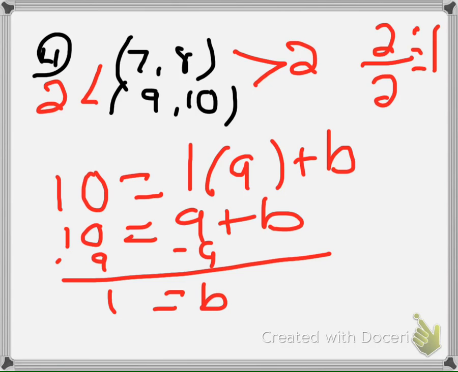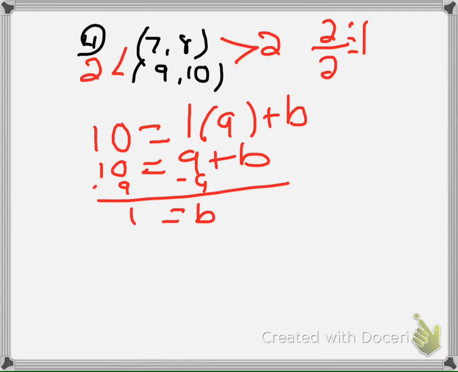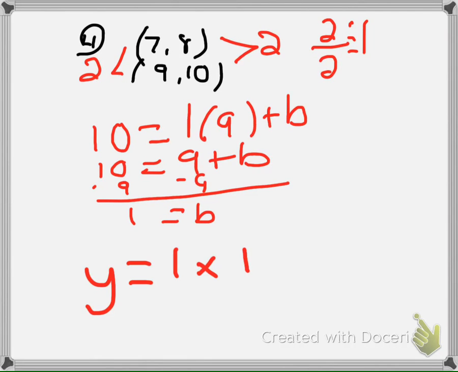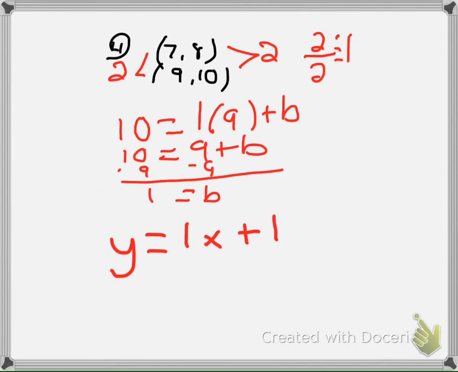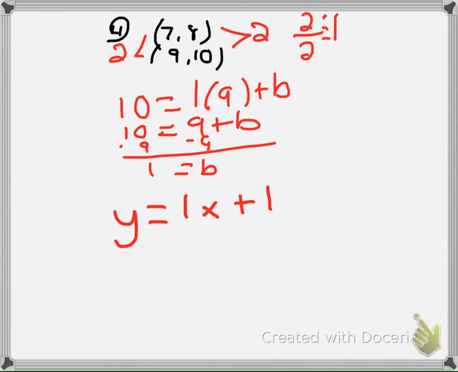All we have to do is write our equation. Y equals 1x plus 1. Now, we don't want to write 1x because 1x means 1 times x. What is 1 times x? X. So, in simplest form, y equals x plus 1. Done.